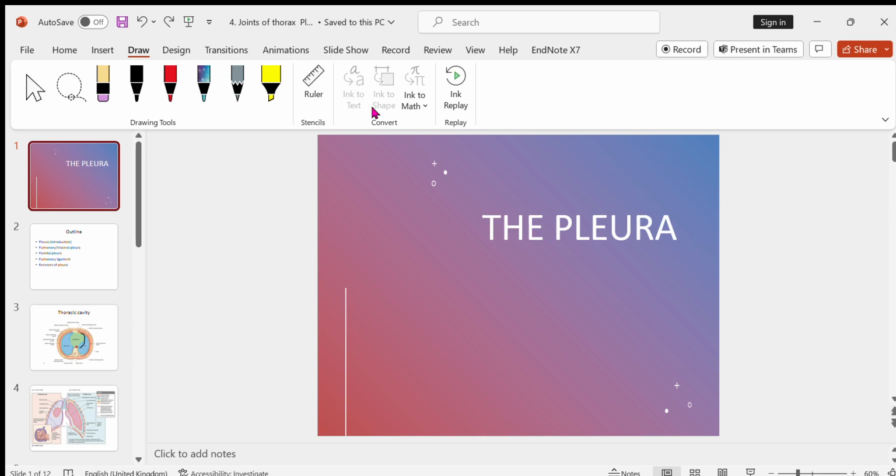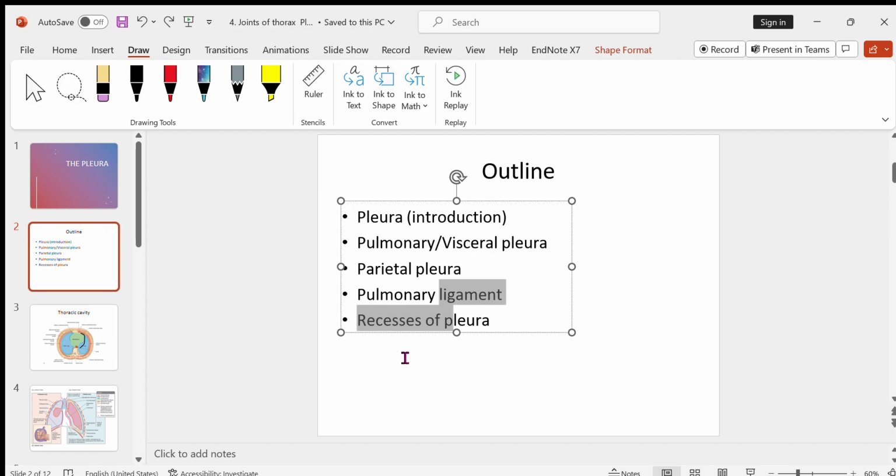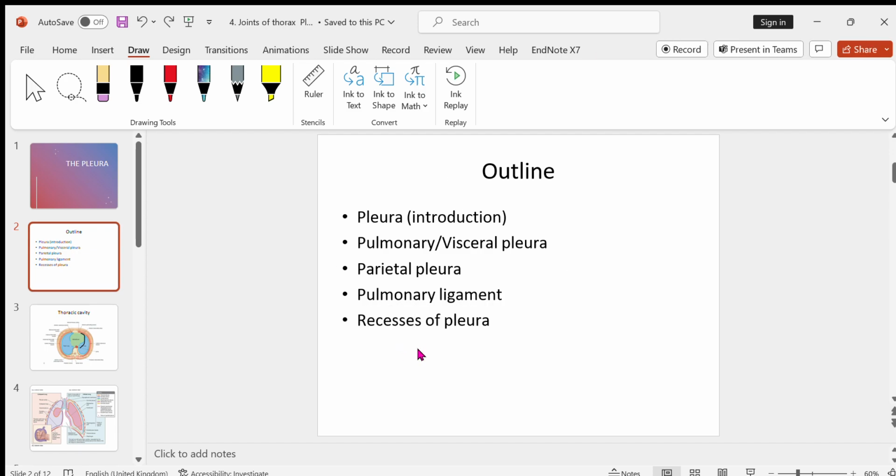The topic for today's discussion is the pleura. First of all, we'll discuss the introduction to pleura. After that, the types of pleura, which are the visceral and the parietal pleura. Next, we'll discuss what is the pulmonary ligament, and then we'll discuss the recesses of the pleura, and finally, we'll discuss the neurovascular supply to pleura.